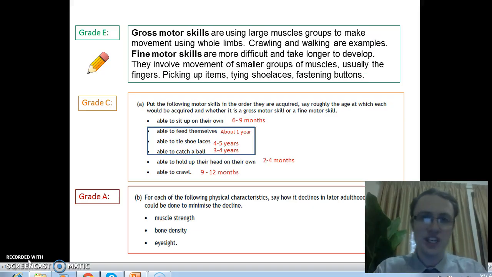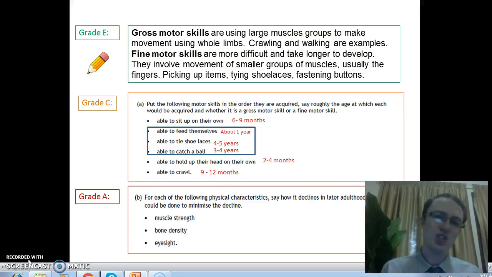Here are your answers for the question again, but what I want to focus on mainly, again, if you look at the grade C criteria, I've highlighted the fine motor skills, and notice again how they tend to occur, not always, but tend to occur at a later stage of development. Okay. Now, for grade A, we're looking at here at the bottom, for each of the following characteristics, say how it declines in later adulthood and what could be done to minimize the decline. Okay, muscle strength. Well, all of those 3 things here, muscle strength, bone density, and eyesight will decline.